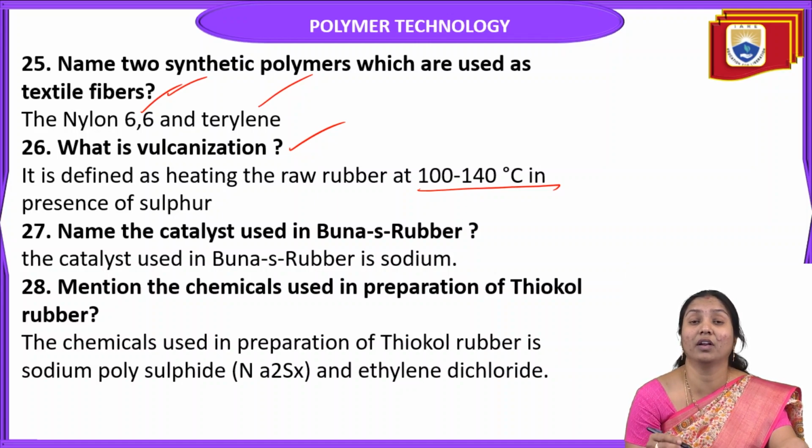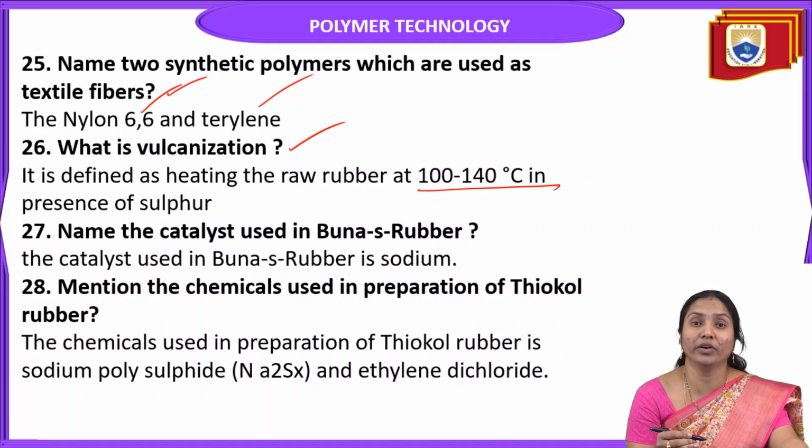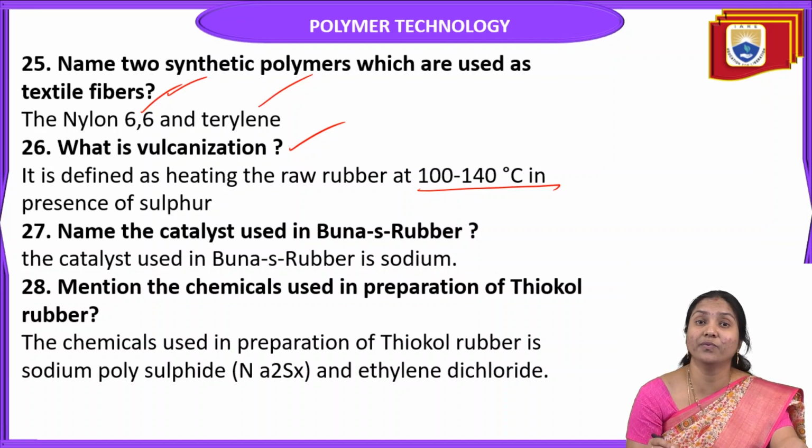So natural rubber, raw rubber, is heated with sulfur at 100 to 140 degrees centigrade. In this case, sulfur combines with the double bonds of the rubber chain. This is called vulcanization. The clear reactions I already explained in previous classes when we discussed the vulcanization of raw rubber. Here it is just the definition. It is used to improve the properties of natural rubber.